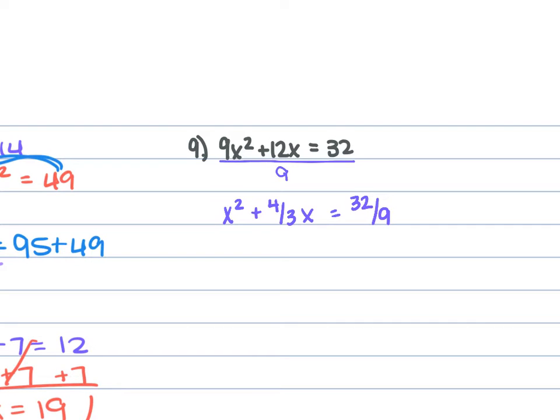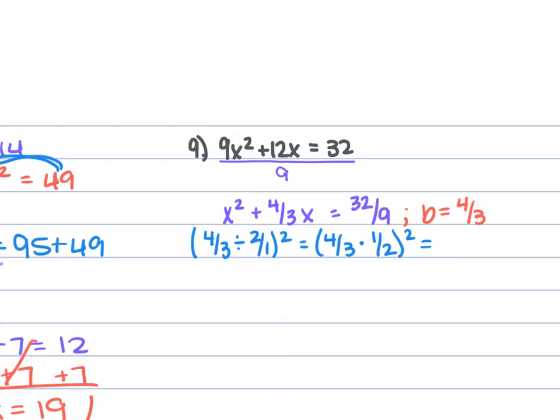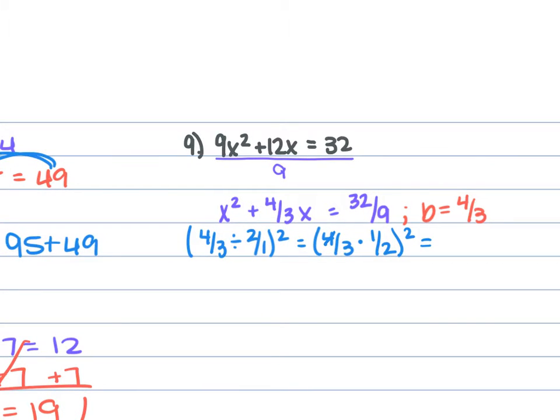So from here, we are going to identify our b. Our b is 4 over 3. So we're going to do b divided by 2 squared. So 4 over 3 divided by 2 over 1 squared is the same thing as 4 over 3 times 1 over 2 squared. So that 4 would become a 2, the 2 would become a 1. It's just going to be 2/3 squared, which gives us 4/9.